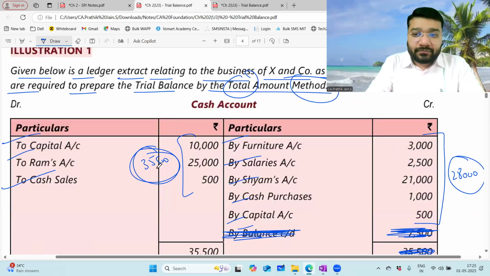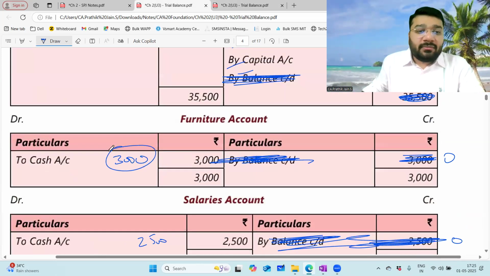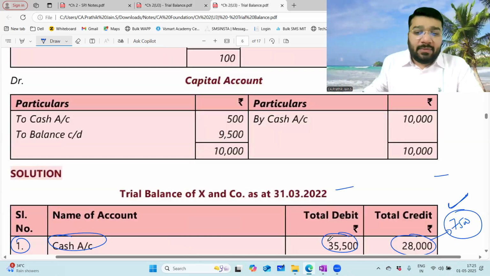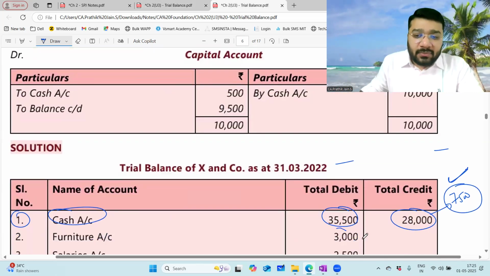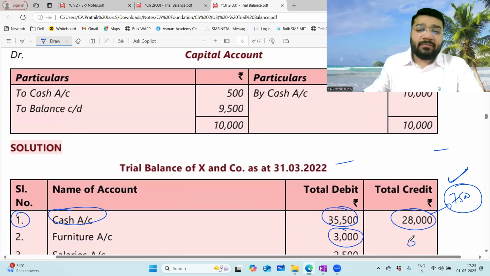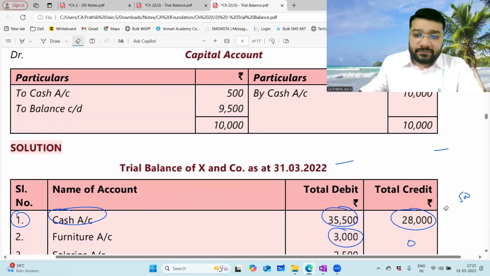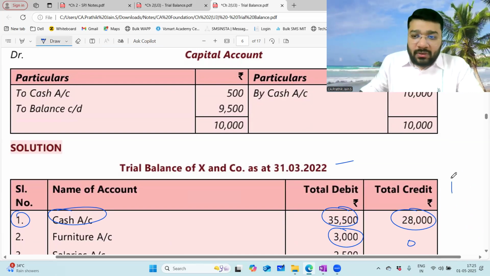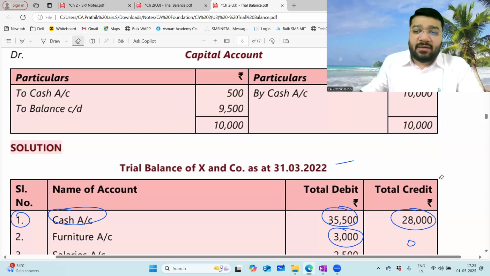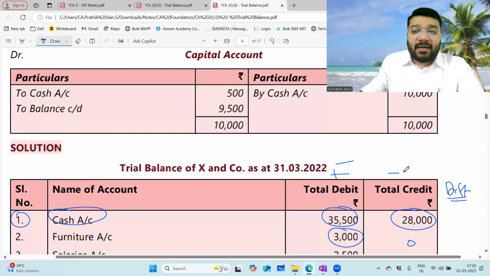Next, 3,000 in debit, nothing in credit. So what is the difference here? 3,000. You don't believe me that this will be gone. I'll prove it. Put a difference column. Debit means plus, credit means minus, I'm taking.